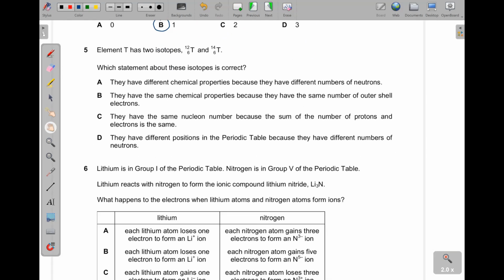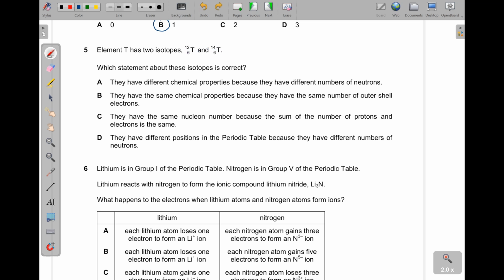Okay, then number 5, element T has 2 isotopes. We have carbon-12 (12,6) and then carbon-14 (14,6). And then they are asking which statement about these isotopes is correct. First of all, the proton number is the same. So they should have the same chemical properties because the number of outermost electrons is equal. Then, these mass numbers are different. That means they have different numbers of neutrons.